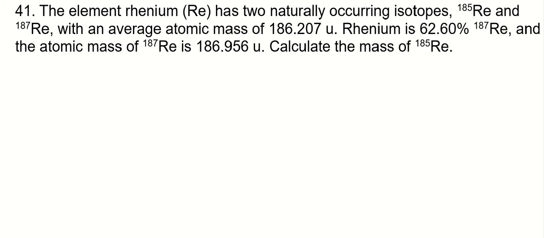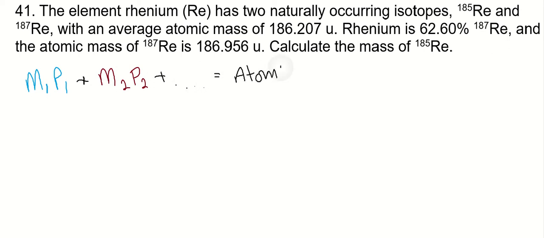It's going to require a little bit of algebra, but we'll use this formula here where we take the mass of the first isotope, multiply by its percent abundance, and add that to the mass of the second isotope multiplied by its percent abundance, and so on and so on, and you get what we call the atomic mass, which is the weighted average of all the isotopes.